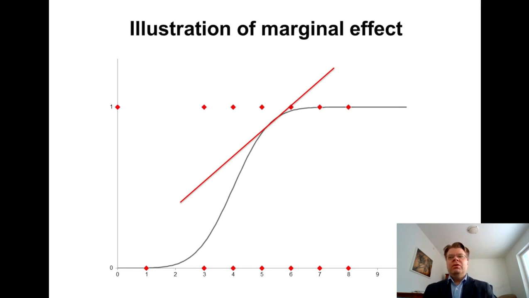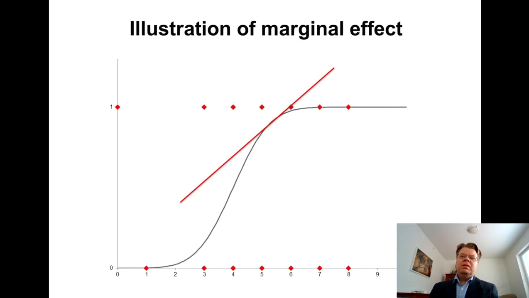And then on the other hand, if you go to these values of 7, 8, so moving from 7 to 8, again, it's very likely that y is already equal to 1 if you have reached the value of 7 in the x variable. So moving from 7 to 8, or a marginal increase at the point 7, there is a very, very small probability that there's any change, because it's extremely likely that y is already equal to 1.